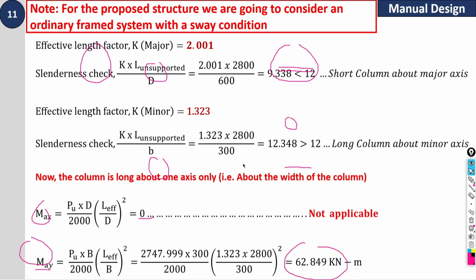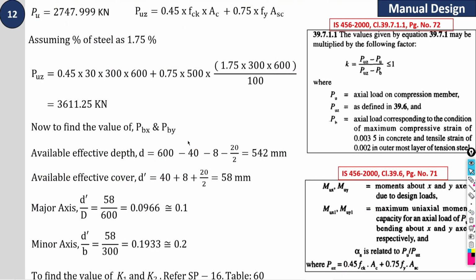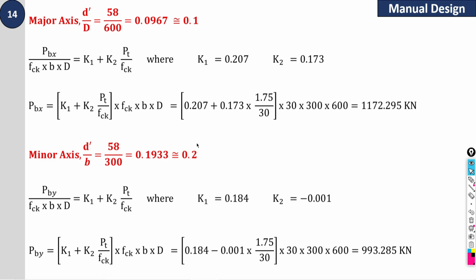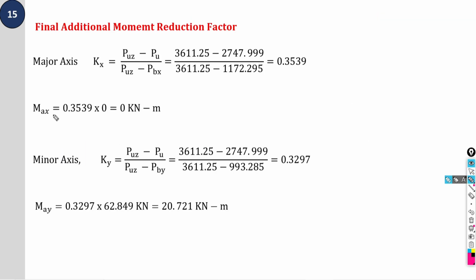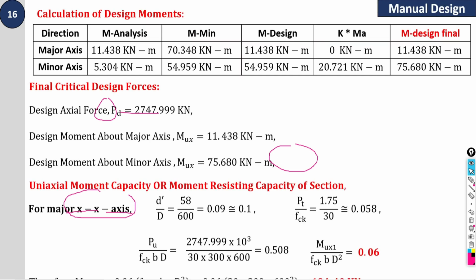Moving ahead. About the major axis, no additional moment, that's why 0. Minor axis, additional moment is 62.849 and moment reduction factor is 0.3297, I am going to consider it. So finally additional moment to be considered along the minor axis is 20.721. Finally the summary of analysis results is available here, just find here major axis, minor axis direction.